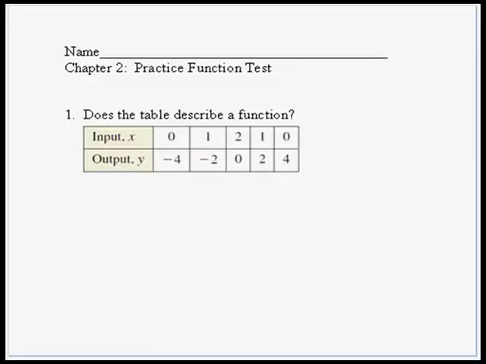Alrighty, we got a little test coming up here to finish off Chapter 2, so let's do some practice problems and get ready for that test. Number 1, does this table describe a function? Well, if we look at our inputs, we got 0, 1, 2, 1, 0. We got a couple repeaters, and just one repeater will be enough to disqualify this. We have a repeating 0, and we also have a repeating 1. Again, either one of those would be enough to disqualify.